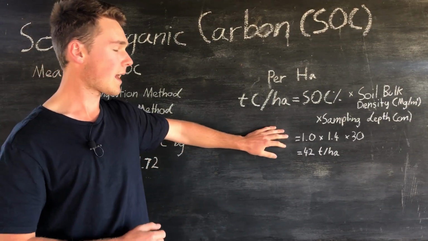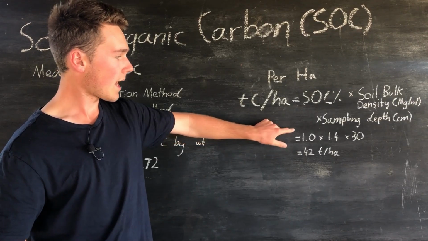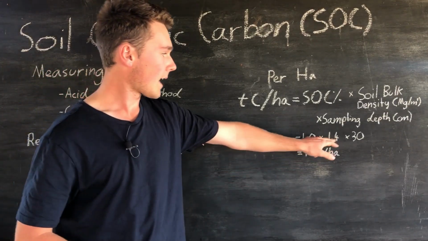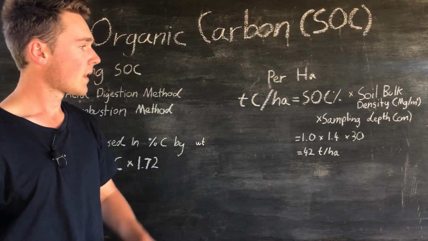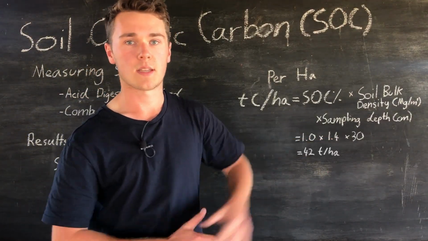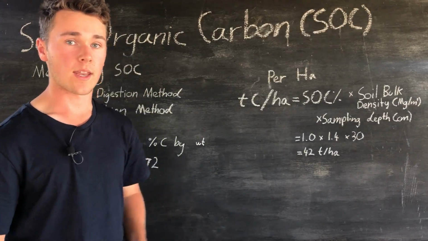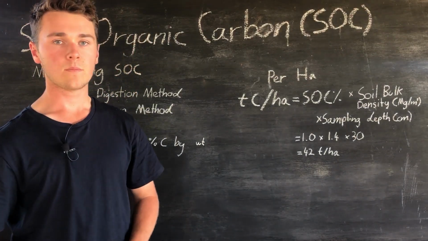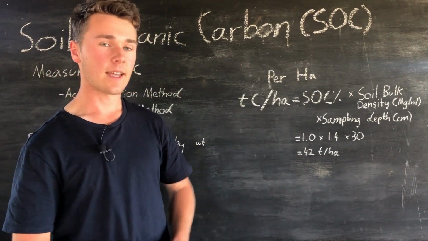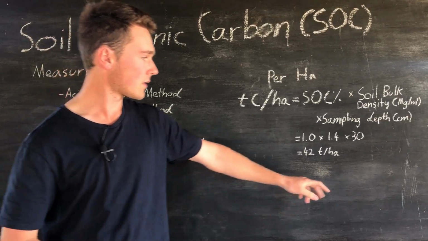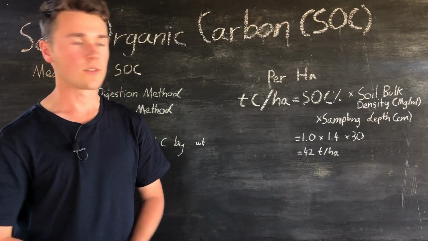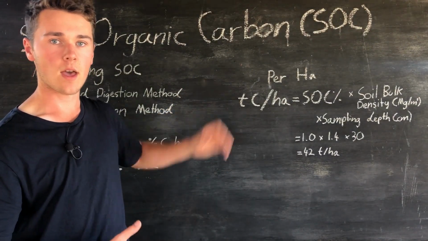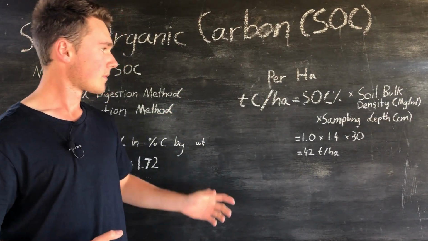So for example, if you had some soil that had a 1% soil organic carbon percentage, has a bulk density of 1.4, and you sampled it to 30 centimeters deep, then you'd have a soil organic carbon of 42 tons per hectare. Then you would have 42 tons of soil organic carbon across a hectare. So then we can use that to compare, I guess, across different parts of our farm or across different areas.